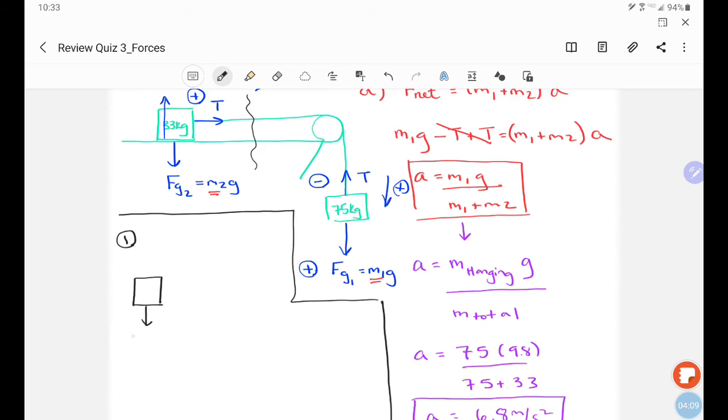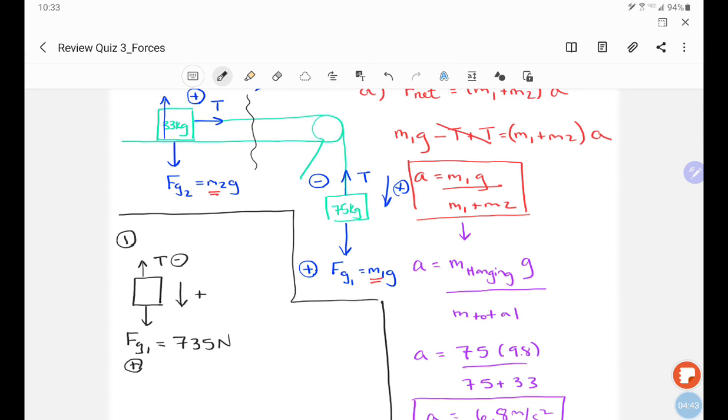we have gravity, and the mass of mass 1 is 75 kilograms. Therefore, its weight is going to be 75 kilograms times 9.8, which gives us 735 newtons. Tension acts upward. This mass is moving in this direction, so that way is positive. Gravity is positive, tension is negative, right?